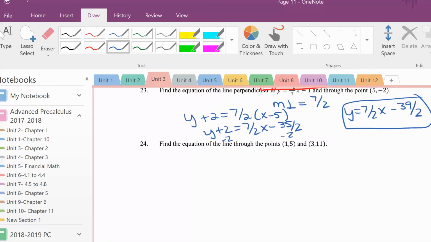So the last one, remember you have to find the slope. So 11 minus 5 over 3 minus 1. So it's 6 over 2, which is 3.